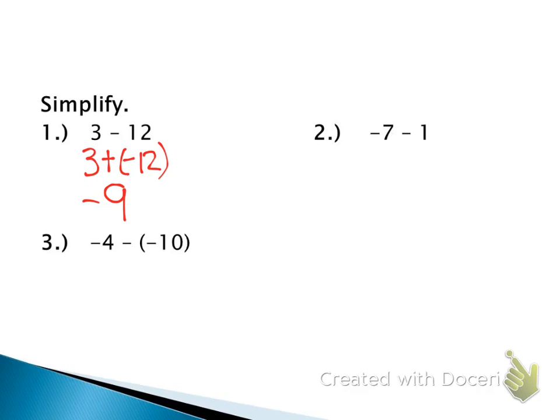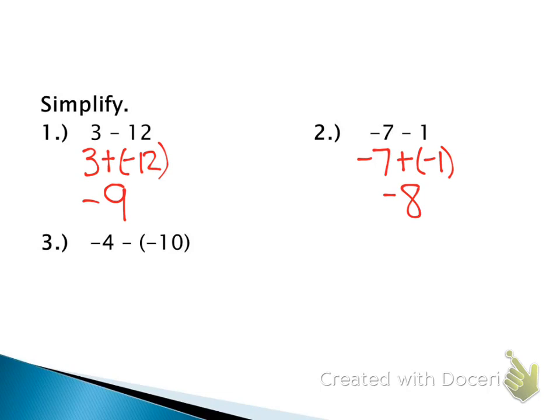On number 2, if I wanted to change this to an addition problem, it would look like negative 7 plus negative 1. Tariana, what would I get on that one? Positive or negative? Both of them are negative, though. So when we add two numbers with the same sign, we add and keep that sign. So we get negative 8.